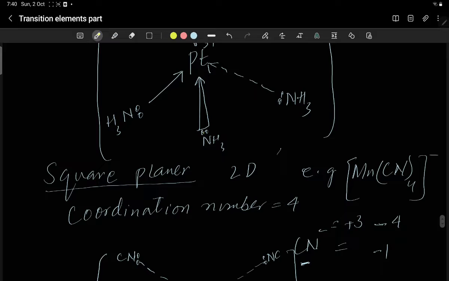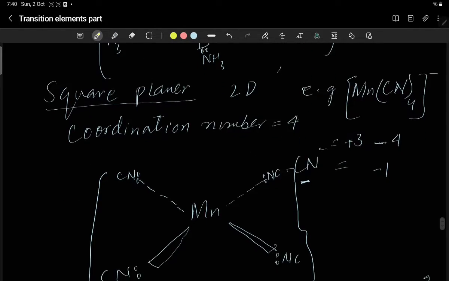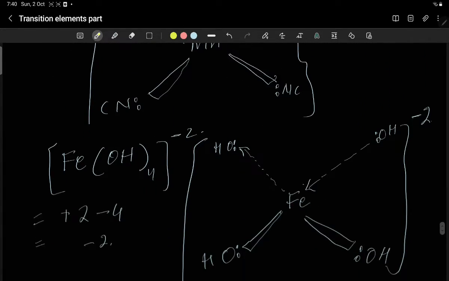Next shape is square planar, a 2D shape. The coordination number is 4, and this is an example of a square planar structure. Cyanide carries minus 1 charge, so 4 cyanide ions have minus 4. Manganese carries plus 3 charge, and plus 3 minus 4 gives minus 1. So the overall charge is minus 1. So this is square planar.